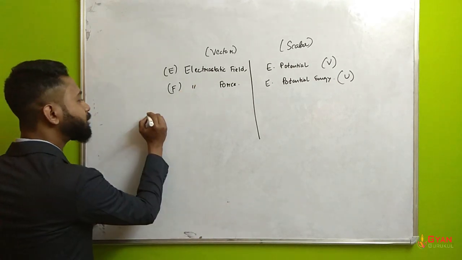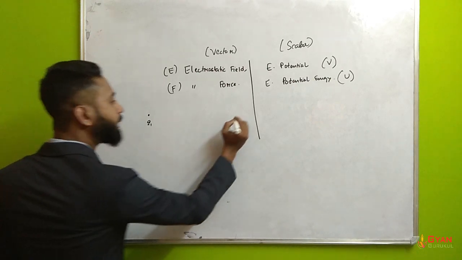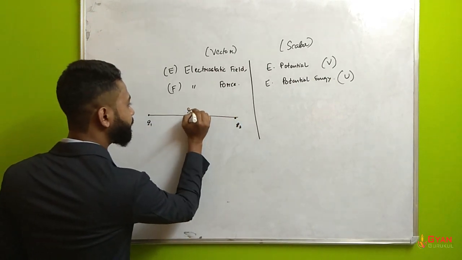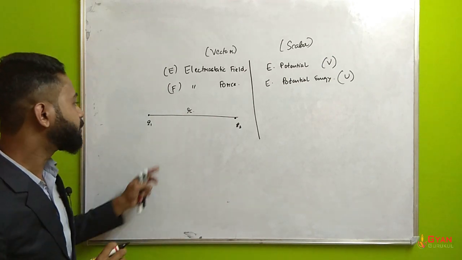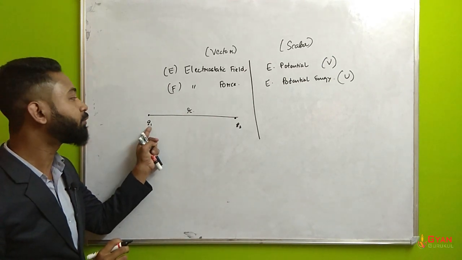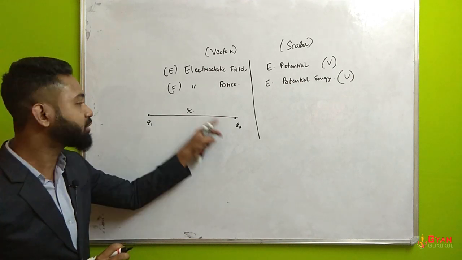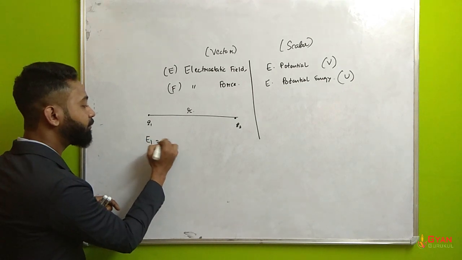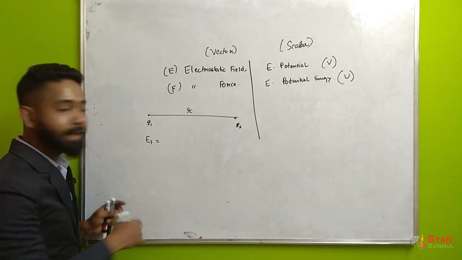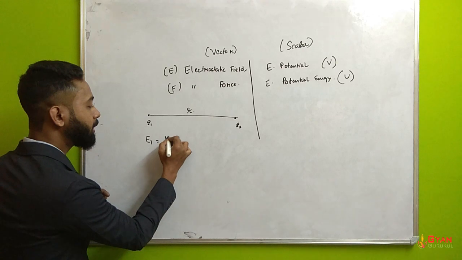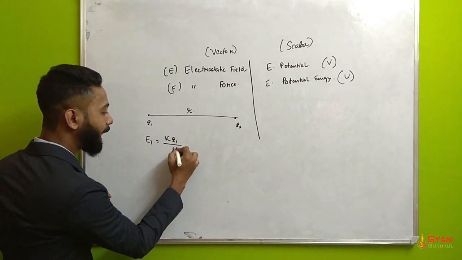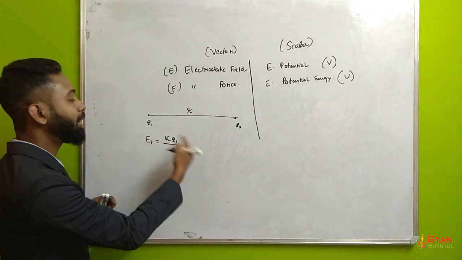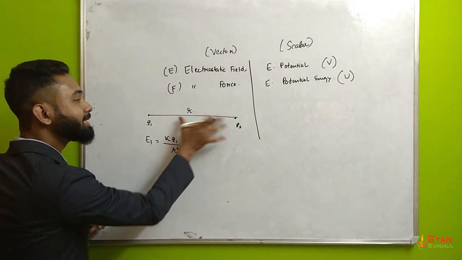So let us assume that we have two charges, a charge Q1 and a charge Q2. They are separated by distance R. Now, if I ask you what will be the formula of the electric field due to Q1 and what will be the direction of the electric field at the point Q2, suppose the electric field for the charge Q1 is represented by E1. So E1 we can write as K Q1 by R squared, where Q1 is the charge, K is the electrostatic constant, whose value is 9 into 10 to the power 9, and R is the distance between them.